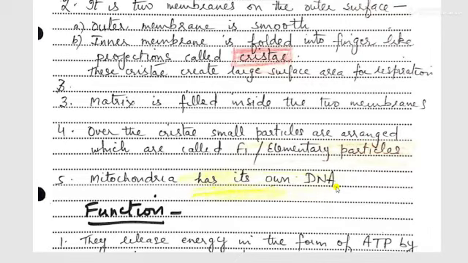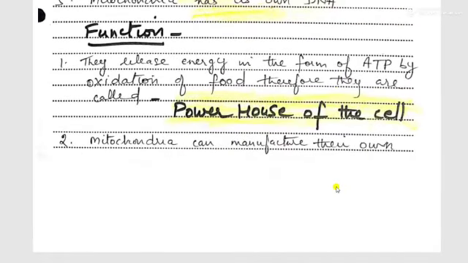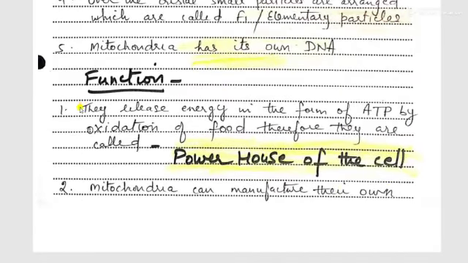Now, the function of mitochondria. First, they release energy in the form of ATP by oxidation of food. Therefore, they are called the powerhouse of the cell. Means the digested food which is absorbed in the intestine through blood reaches each and every cell of our body, and inside the mitochondria the oxidation of food takes place where a large amount of energy is released in the form of ATP, adenosine triphosphate.